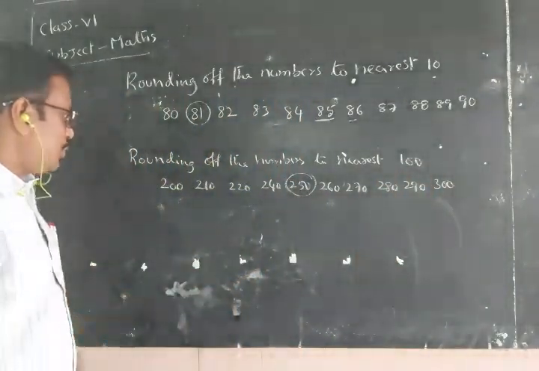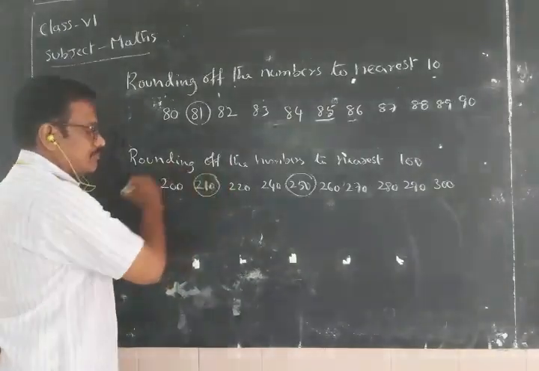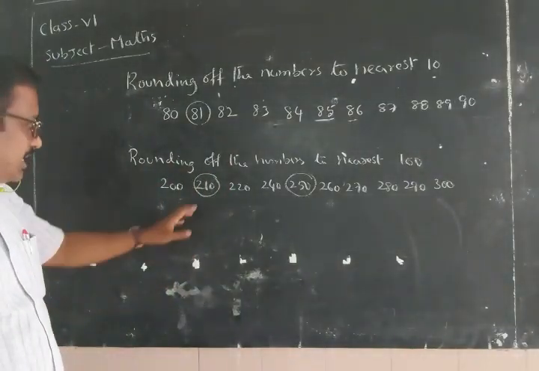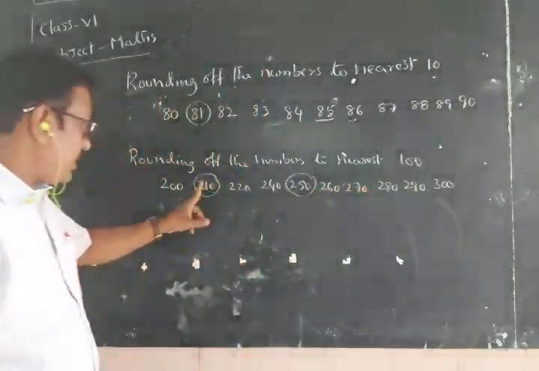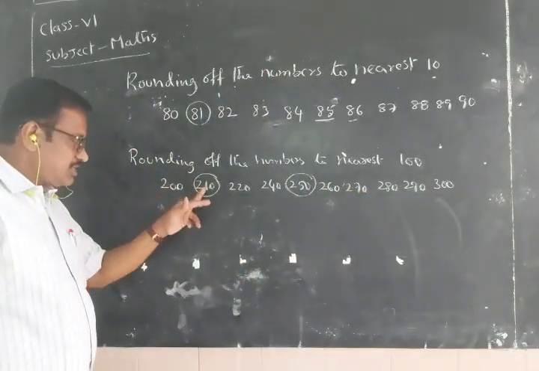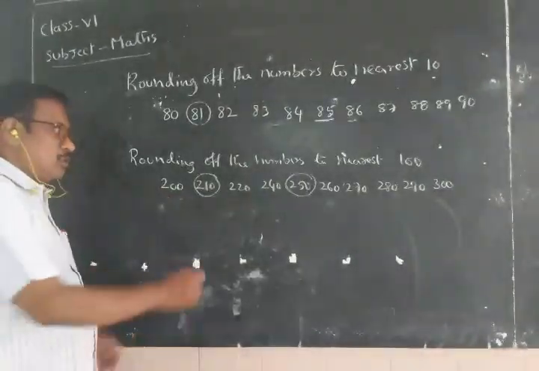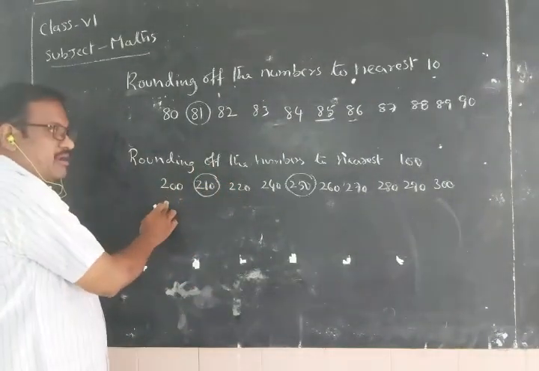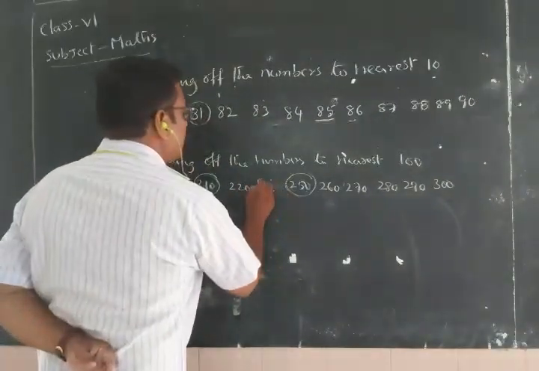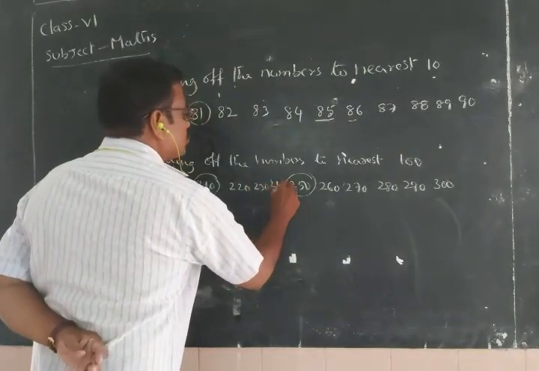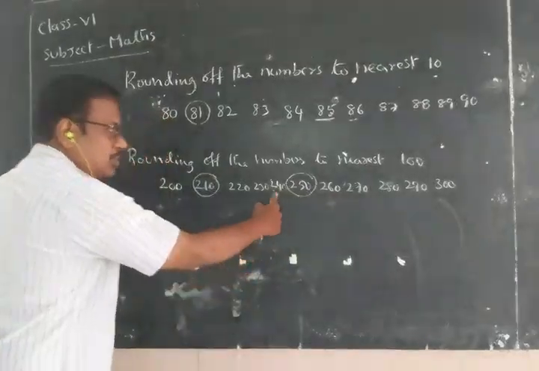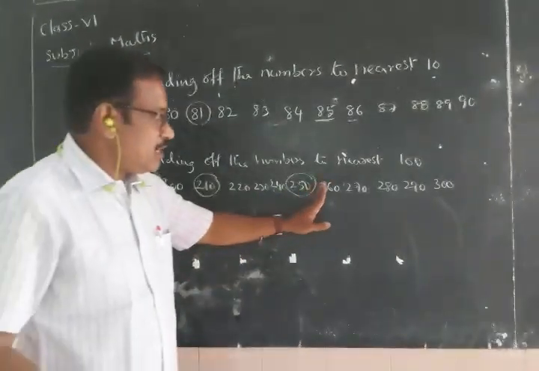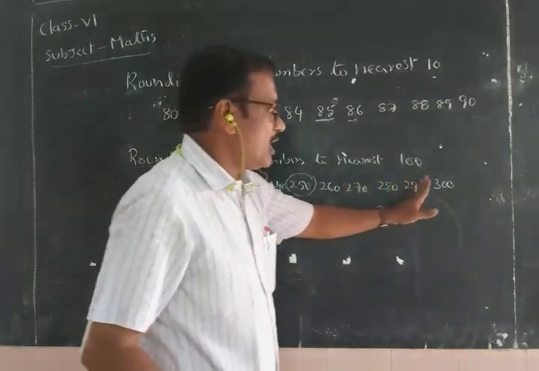Okay. Suppose you take 210. Which is the nearest number, 200 or 300? 200. So 210 is nearest to 200. 220 also 200, 230 also 200, 240 also 200. Then 250, 260, 270, 280, 290 are nearest to 300.